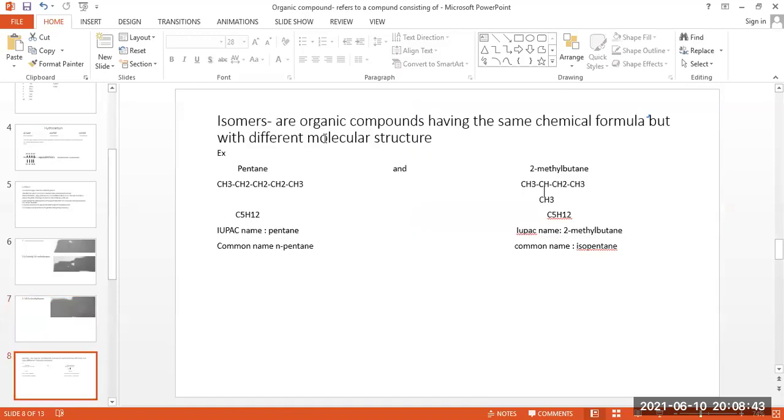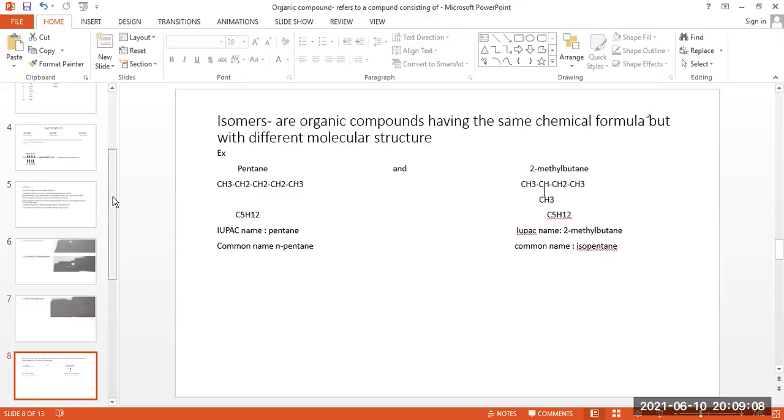Next, isomers are organic compounds having the same chemical formula but with different molecular structures. This is the example. Pentane. The formula is C5H12. The IUPAC name is pentane. Common name is n-pentane. 2-methylbutane. The formula is also the same as pentane, C5H12, but the organic compound is different. You see the structure is different.